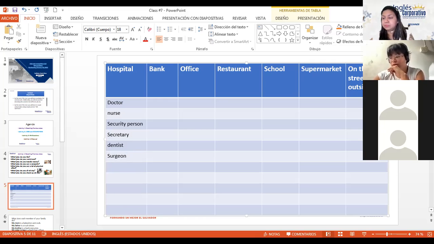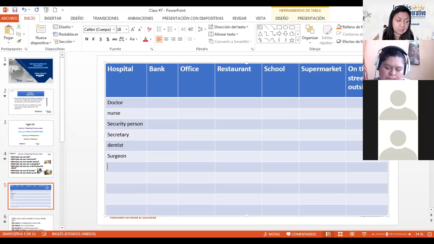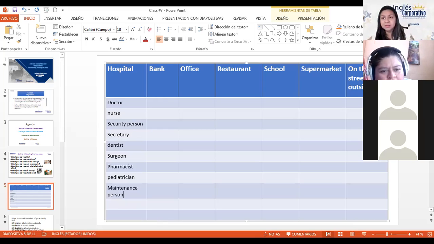Right? El que da la medicina en hospitales, ¿cómo sería? Okay, como la persona en la farmacia, ¿verdad? Correcto, sí. Ok, vamos a buscarlo. The pharmacist, the pediatrician, right? El que hace el oficio. Maintenance person, ajá. Maintenance person, la persona de mantenimiento, or cleaning person.